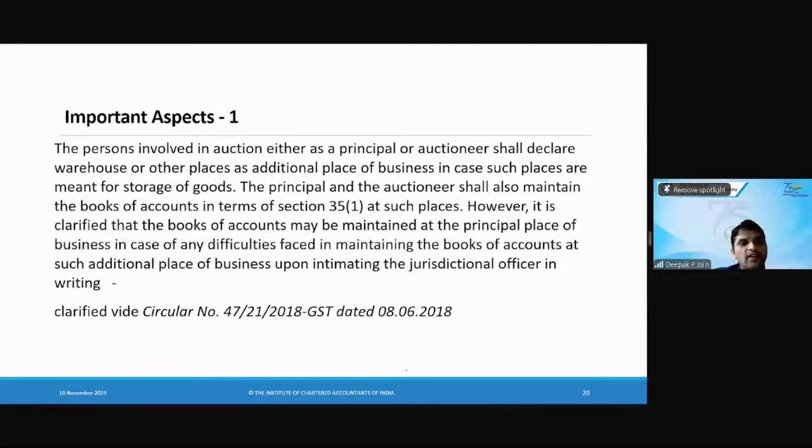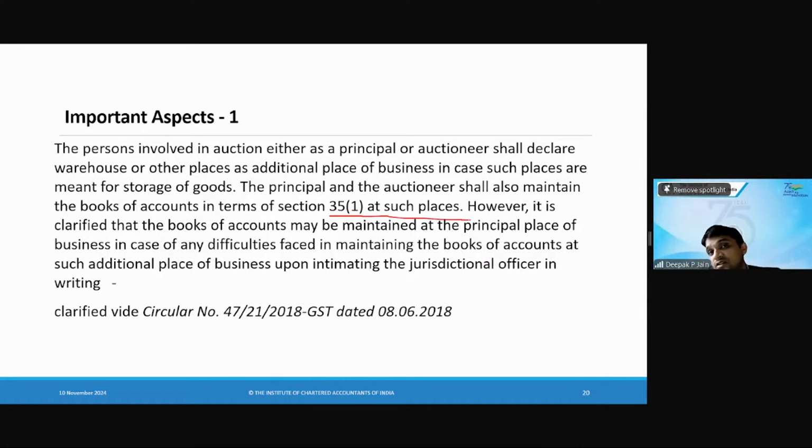ठीक है. Important aspect here is, through a clarification and circular ये बताया गया है, a person involved in auction either as a principal or an auctioneer shall declare, जो auction पे हो रहा है कुछ sale, he will declare the warehouse or other places as additional place of business in case such places are meant for storage of goods. क्योंकि वो कुछ auction कर रहा है तो कहीं तो goods store करेगा, तब जहां पे भी वो गुड्स स्टोर कर रहा है उसे एडिशनल प्लेस करके he will update it in his registration certificate, and the principal and auctioneer shall also maintain the books of accounts in terms of section 35(1) at such places.